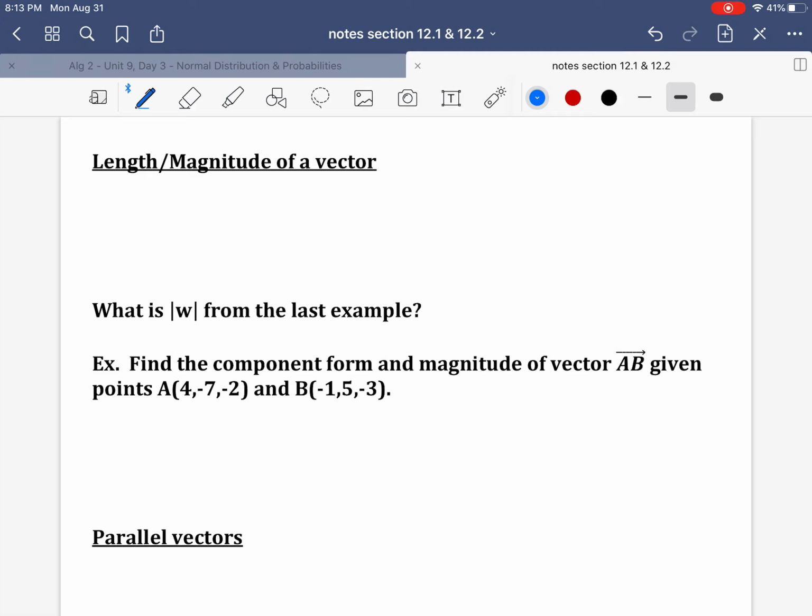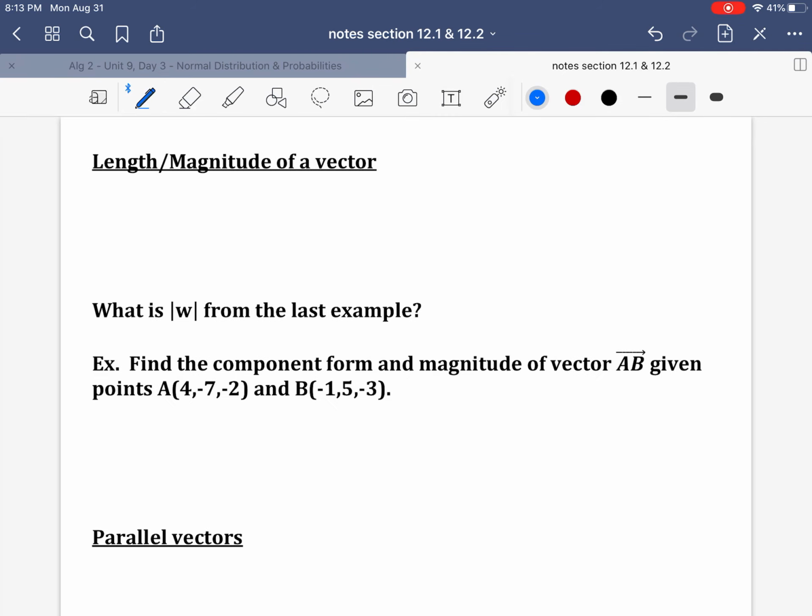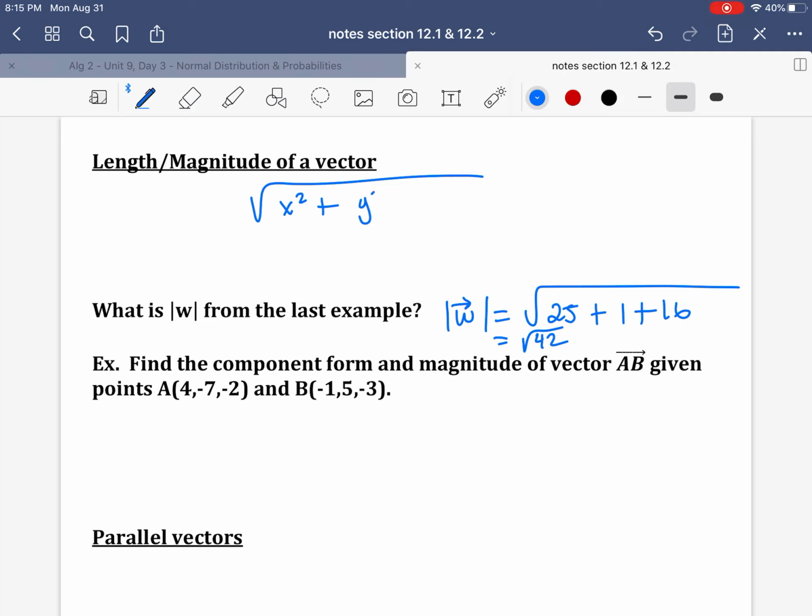So when something's in component form, it's very simple to square each part, add them up, and do the square root. So in this one, let's see, -5, -1, 4. If I was doing the magnitude of that vector, I would say the square root of 25 plus 1 plus 16. So the magnitude of that vector, the length of it, is the square root of 42. The length or magnitude of a vector is the square root of x squared plus y squared plus z squared. Just an easy definition there. Okay.